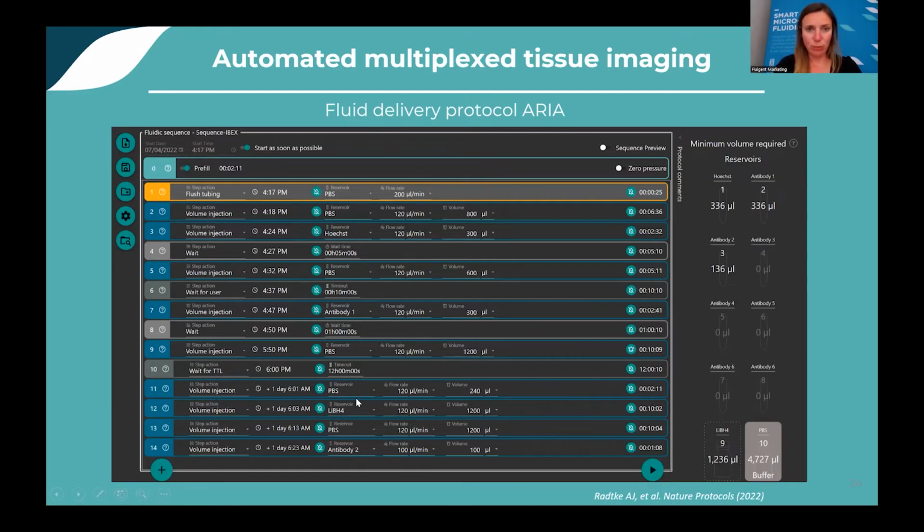And again, restart with the PBS wash, injection of the bleaching agent, so it's lithium borohydride. And a PBS wash, and again antibody 2, and the cycles are repeated again and again for all the different antibodies. So normally, once you have set the ARIA protocol, you press start, and everything should go well, and your images are taken automatically, and the immunostaining is performed automatically.